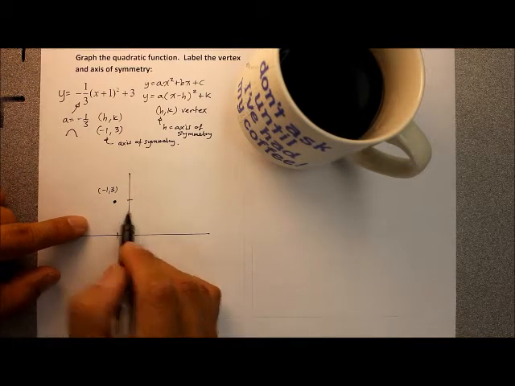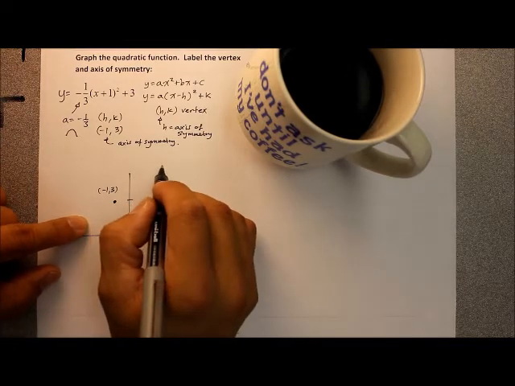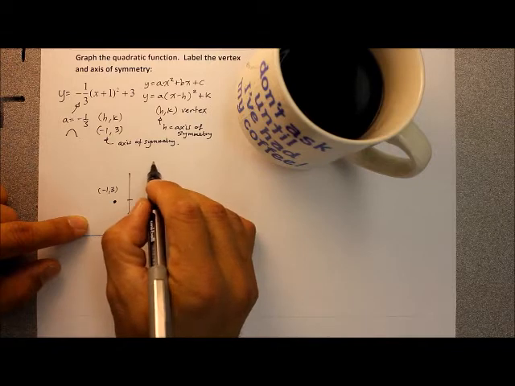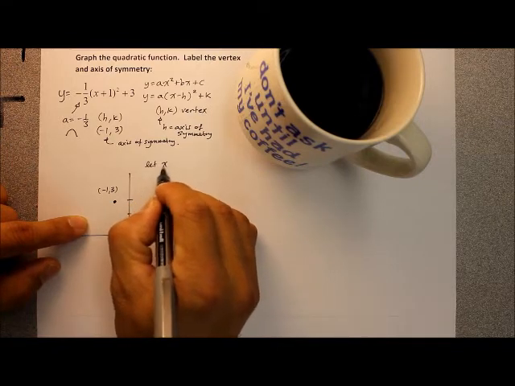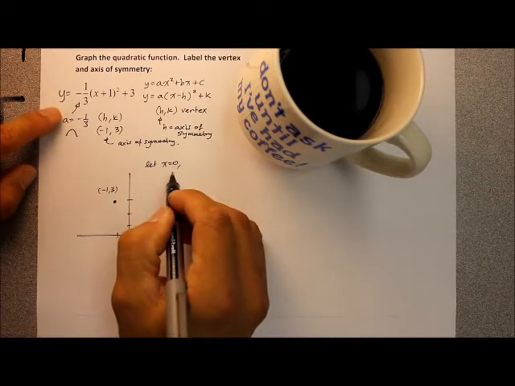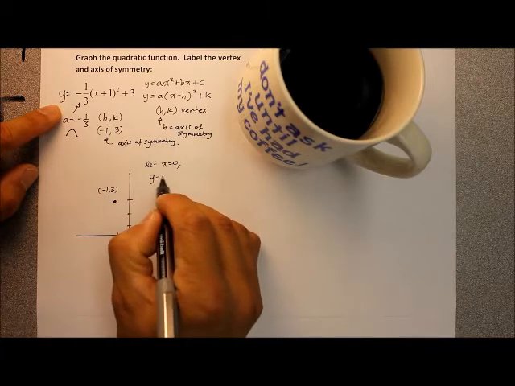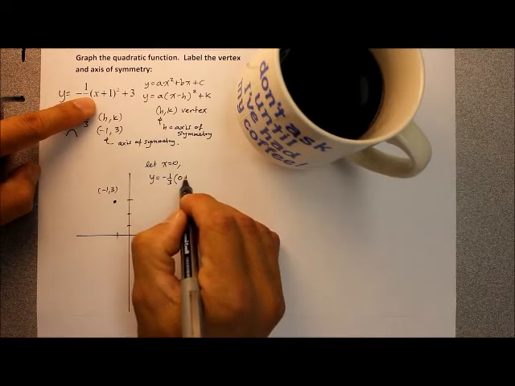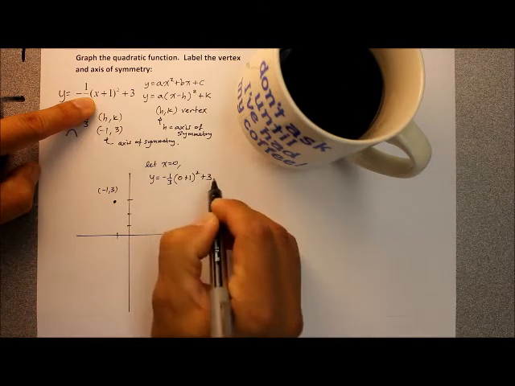So I need to get an idea. To do that, why don't we find where the graph crosses the y-axis? So let x equal 0. We're going to take the original function, y equals negative 1/3 times the quantity x minus negative 1 squared plus 3, put 0 in there, and let's evaluate and see what happens.